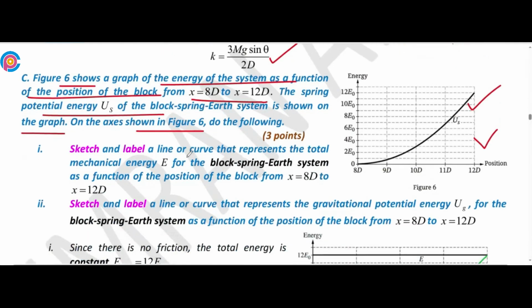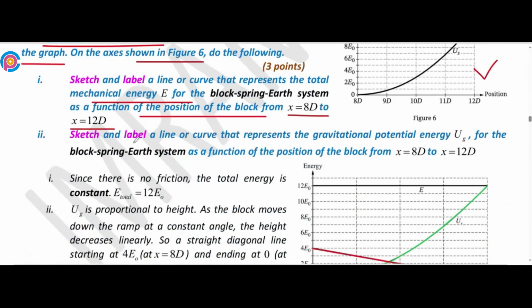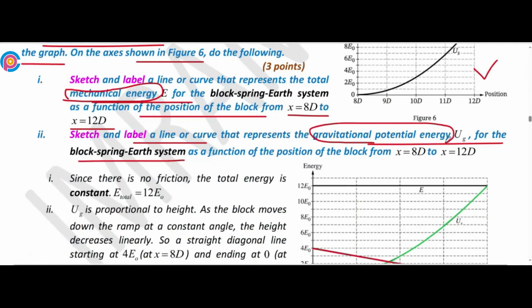Sketch and label the line or curve that represents the total mechanical energy of the block-spring-earth system as a function of position from x equals 0 to 12d. Second part: sketch and label the line or curve that represents the gravitational potential energy U_G for the block-spring-earth system as a function of position. So we have to draw two types of energy: the total mechanical energy, and the gravitational potential energy.